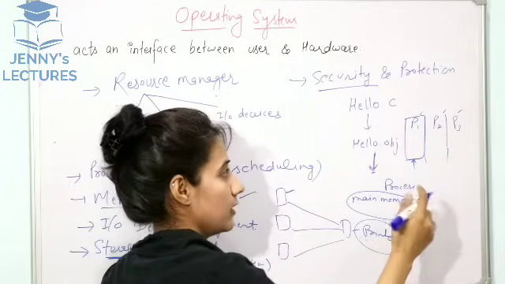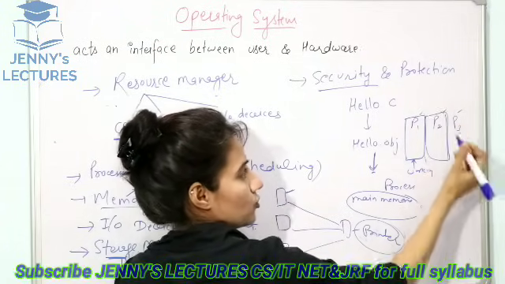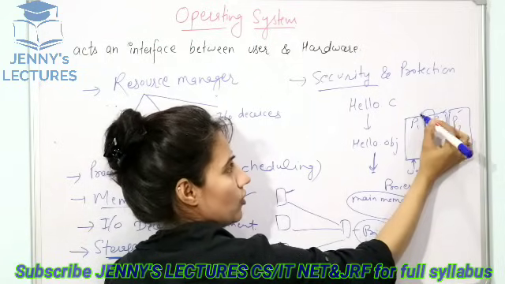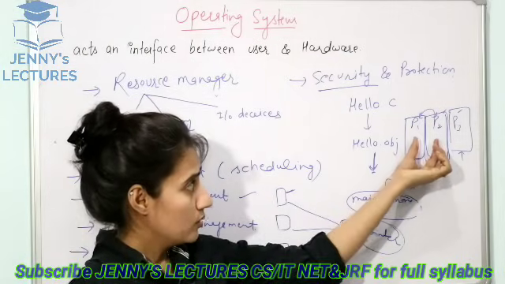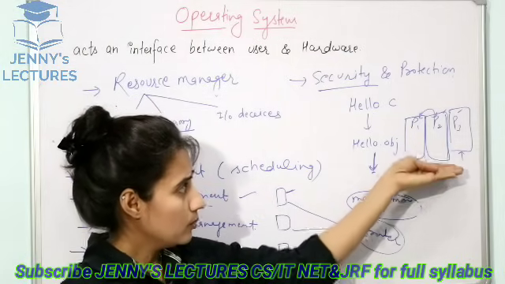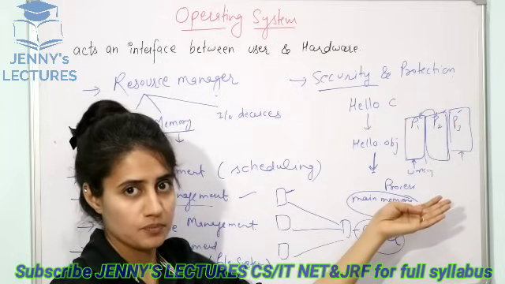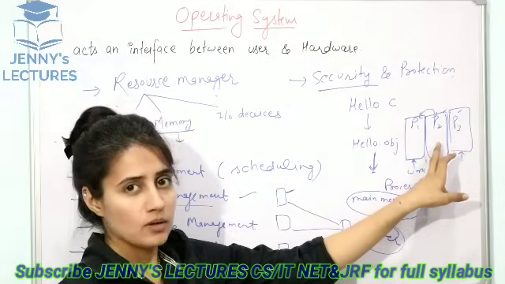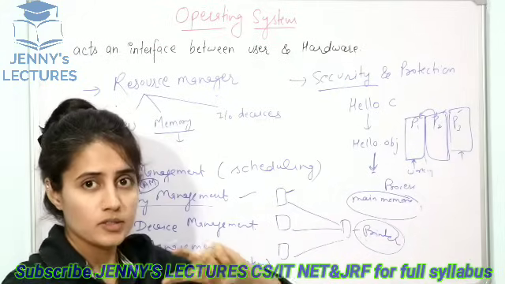I'll discuss PCB later. You can say this is the working space of P1, this is the working space of P2, and this is the working space of P3. So these processes cannot interfere with each other. That is security at the process level, and this is also the responsibility of the operating system. No other process will interfere with the execution of another process. That is taken care of by the operating system also.